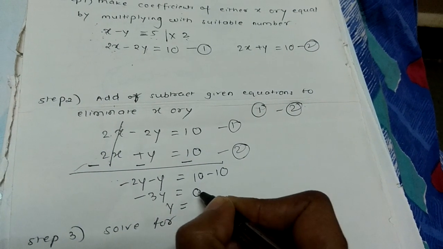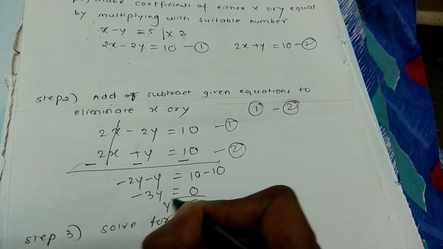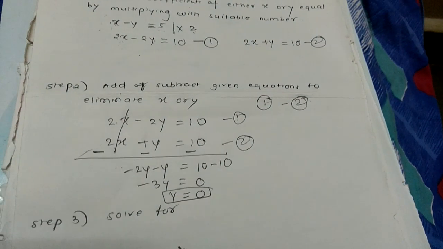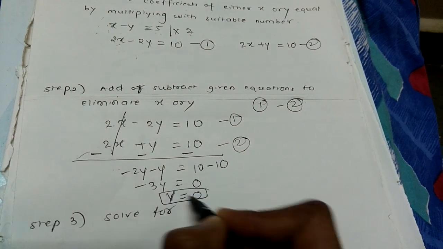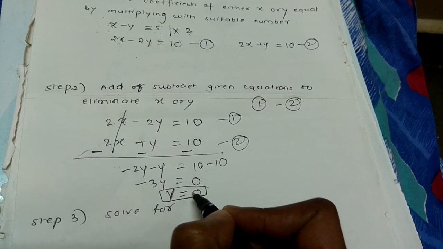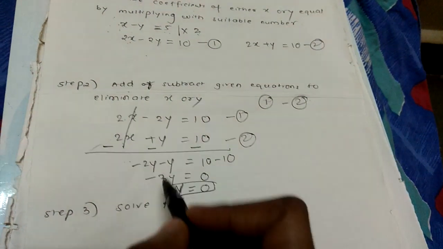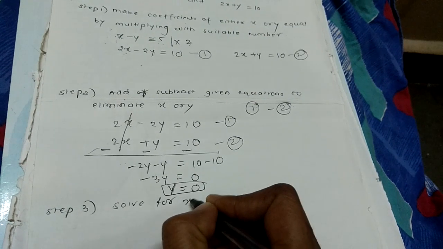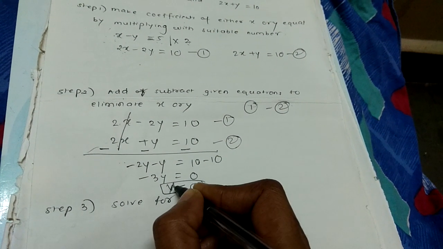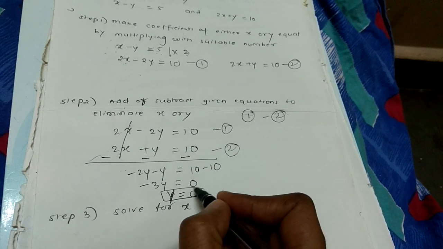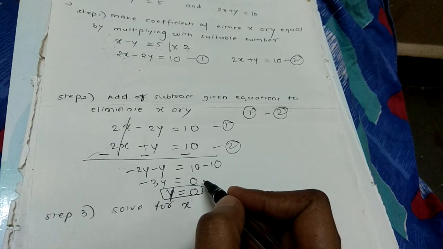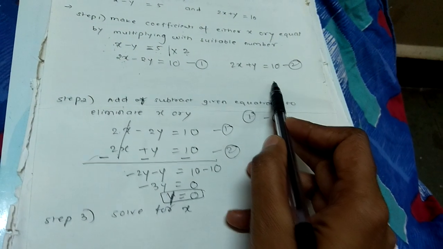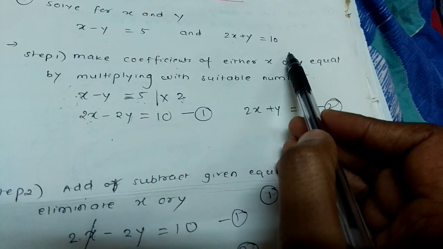So y will be what here? 0 divided by minus 3 will be 0. So you got one of the variables and its value. That is y equals 0. Now what you have to do? You have to solve for x now. How to solve for x? Because we have solved y here, put this value of y in one of the equations, either equation 1 or equation 2, or the main equations you can use here.